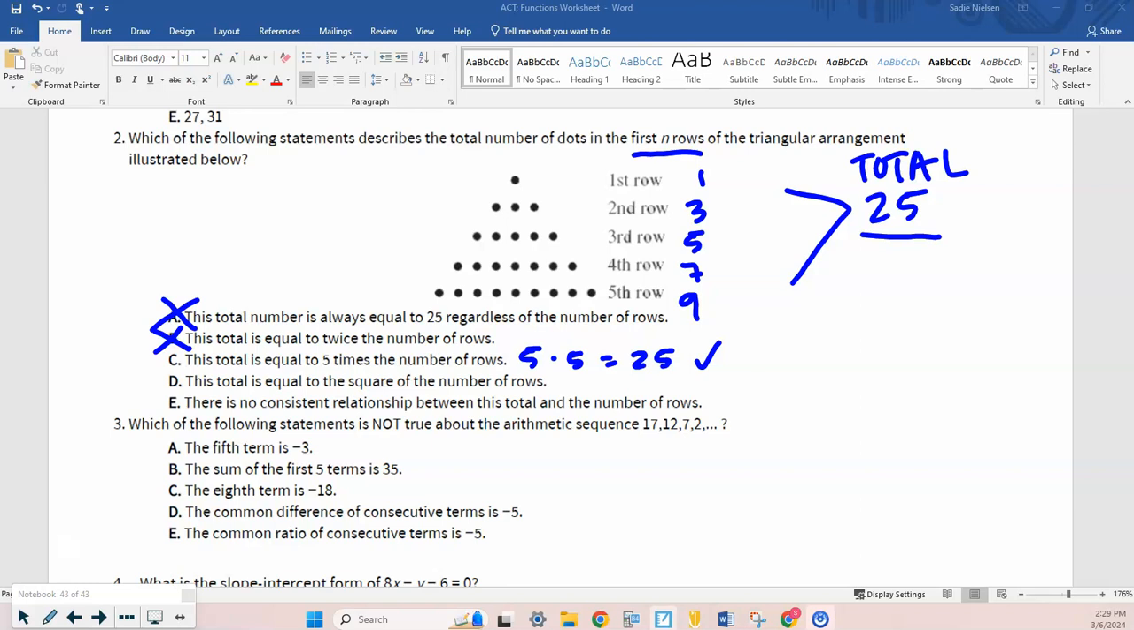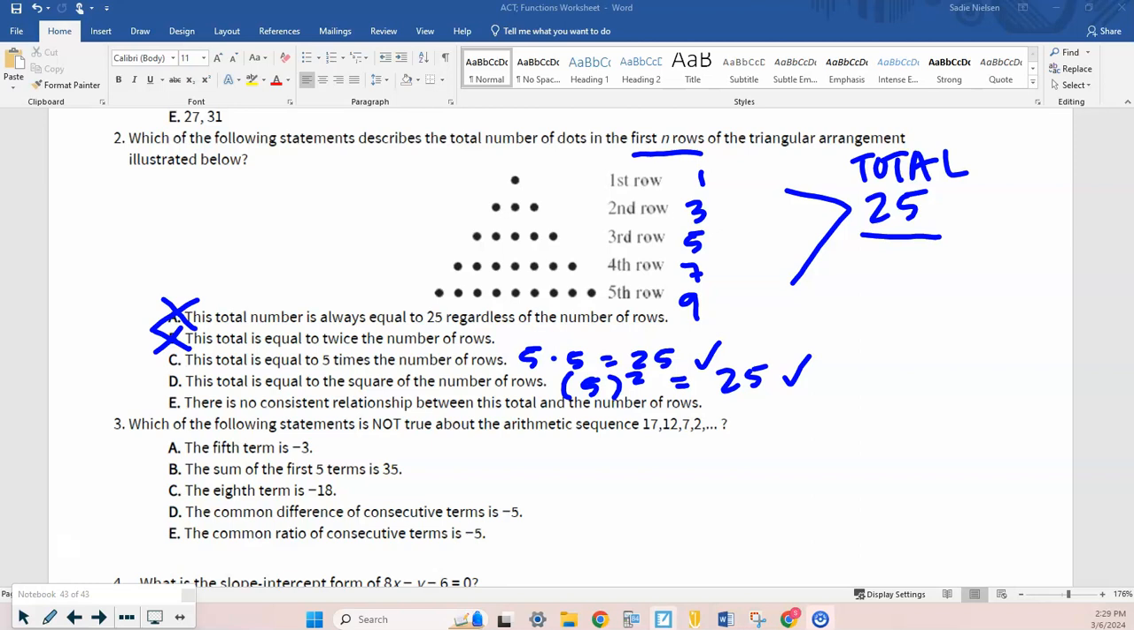Then part D says this total is equal to the square of the number of rows. So if we square something, it's a number times itself. If I take 5 squared, that's 5 times 5. That also equals 25, which checks out. So far that one's not off the table yet either. It's still an option.